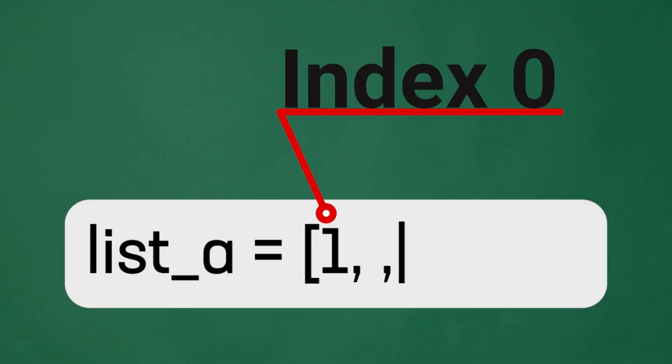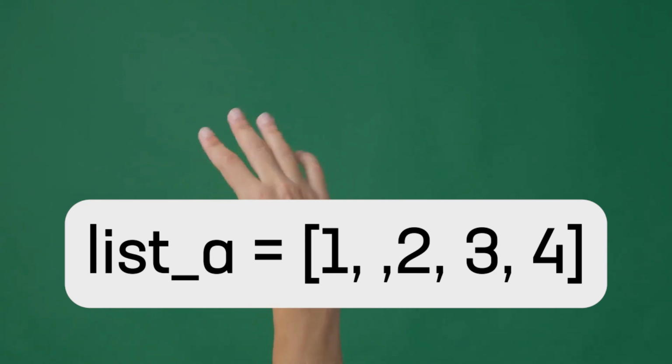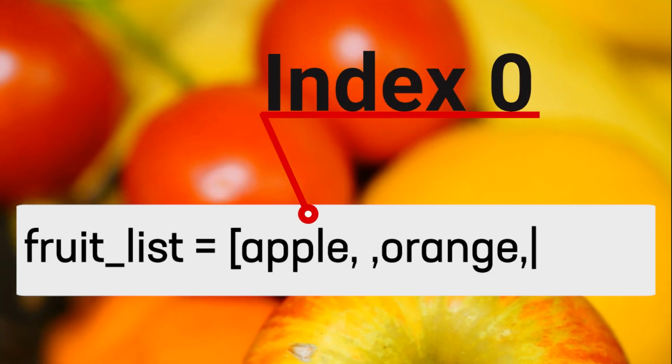Python lists are zero-indexed, meaning the first item is at position 0, the second item at position 1, and so on. For example, in our fruit list, apple is at position 0.